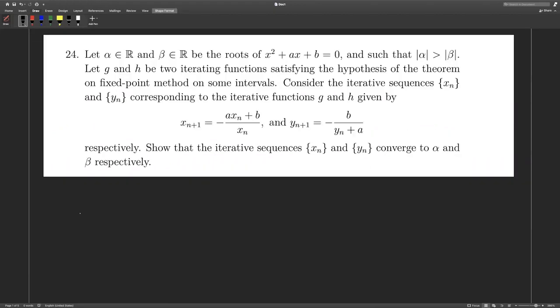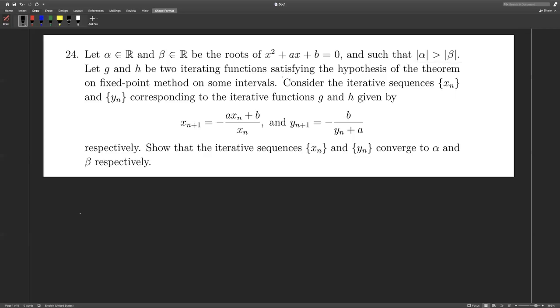Let us take problem number 24. You have a quadratic equation x square plus ax plus b equal to 0, whose roots are given by alpha and beta, both are real numbers, such that mod alpha is greater than mod beta. So this is also given to us. Now we are considering two iteration functions, g and h. Both of them satisfy the hypothesis of the convergence theorem of fixed point iteration method.